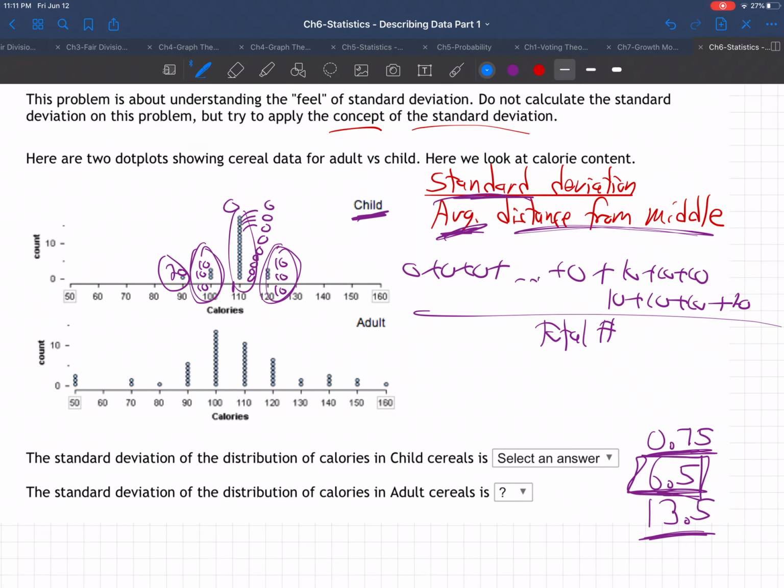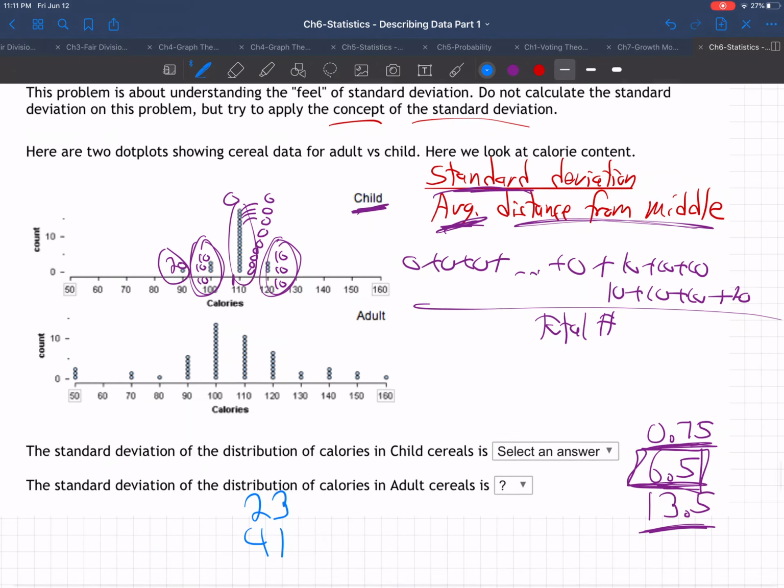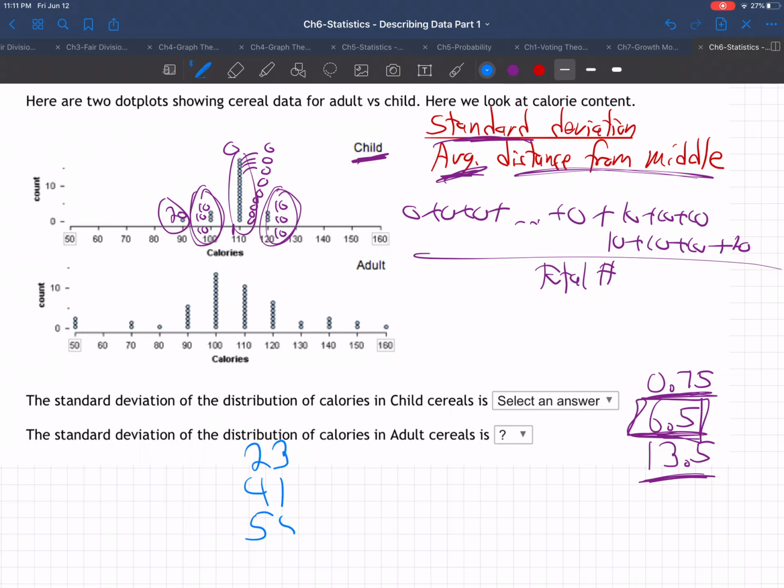So in the next one, let me give you the options: 23, 41, and 55 for the adult. So for the adult one, where's the middle of this data set? I don't know, maybe about right there. Where would you put your finger to balance those? Maybe about right there, maybe even further to the right. Yeah, maybe just a little further, maybe right there.